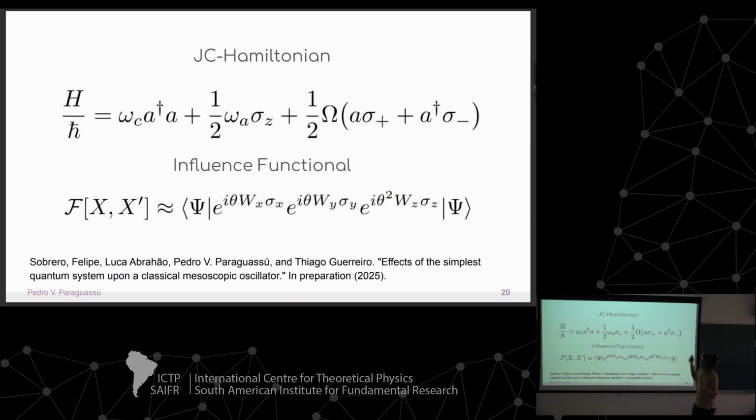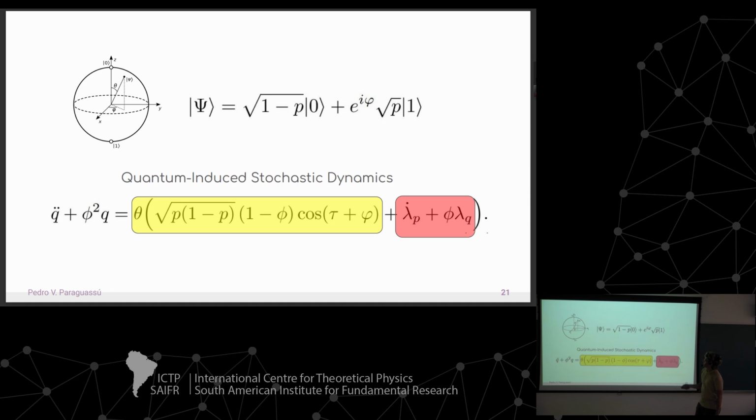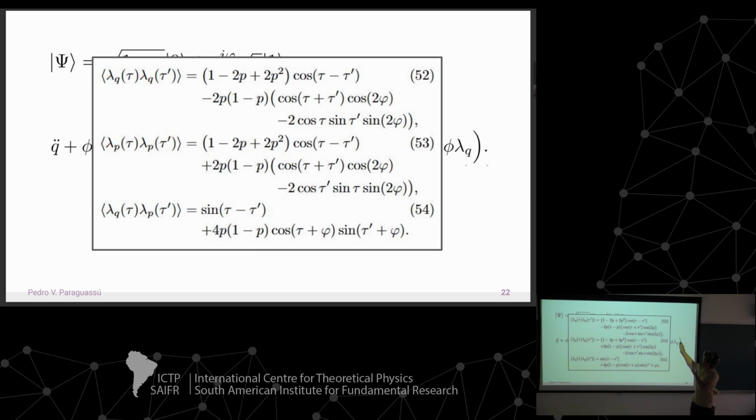Well, to start this idea, we start with the Jaynes-Cummings Hamiltonian, and we derive the same influence functional, but now we have the Pauli matrix. This is a work in progress. For an arbitrary quantum state in the Bloch sphere, we have this quantum-induced stochastic dynamics of my harmonic oscillator. So I have a deterministic force, and I also have two noises that appear from the coupling. The correlation between these noises is very messy, but we are working through it.